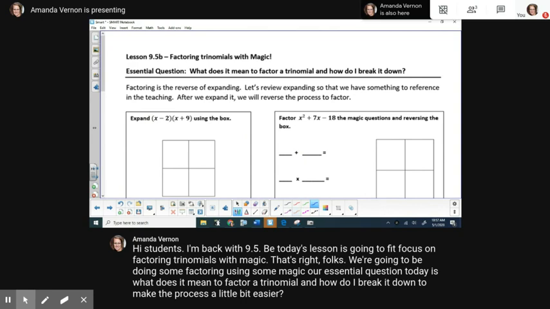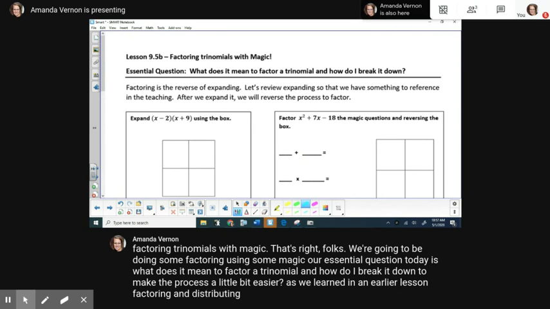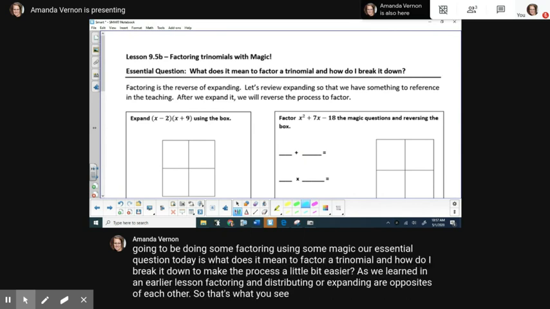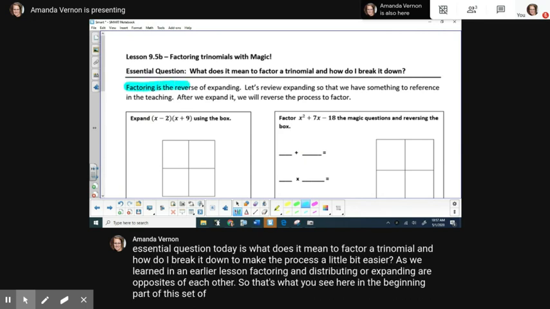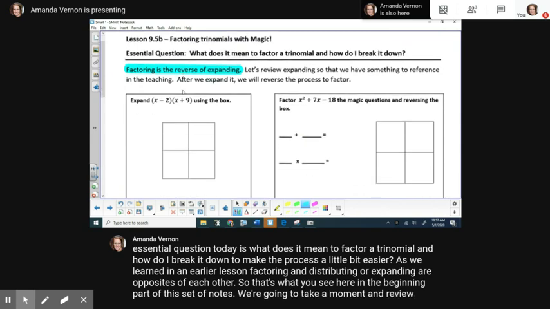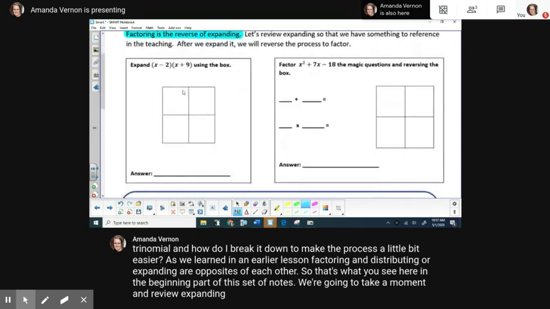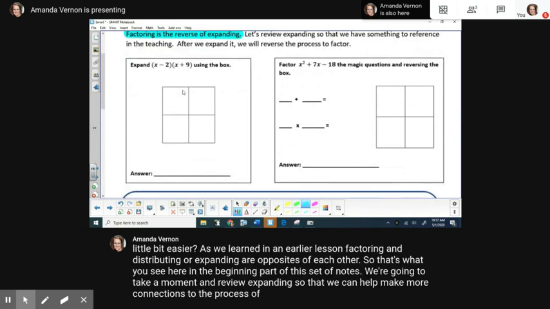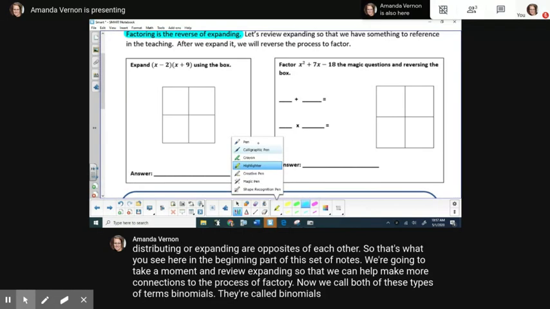As we learned in an earlier lesson, factoring and distributing or expanding are opposites of each other. So that's what you see here in the beginning part of this set of notes. We're going to take a moment and review expanding so that we can help make more connections to the process of factoring. Now, we call both of these types of terms binomials. They're called binomials because they have two terms in each set of parentheses.